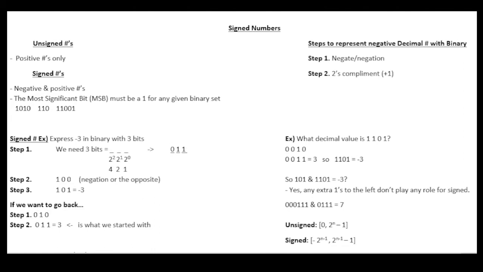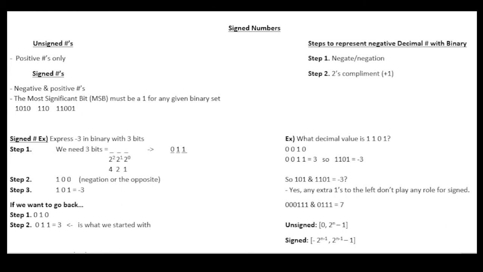Well, to distinguish if the binary set represents a negative value, the most significant bit has to have a value of 1. So in these three binary sets, you notice that the most significant bit is a 1, meaning that they all represent a negative decimal value. So how do you represent a negative decimal number in binary?